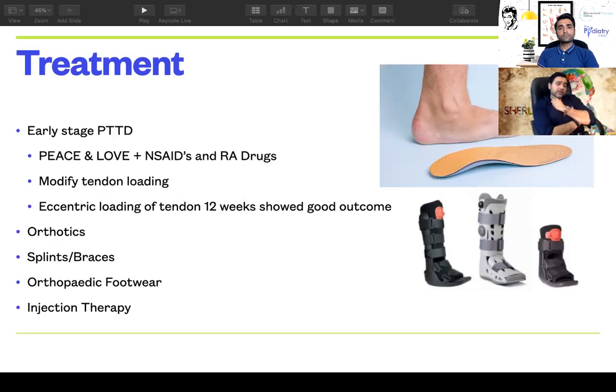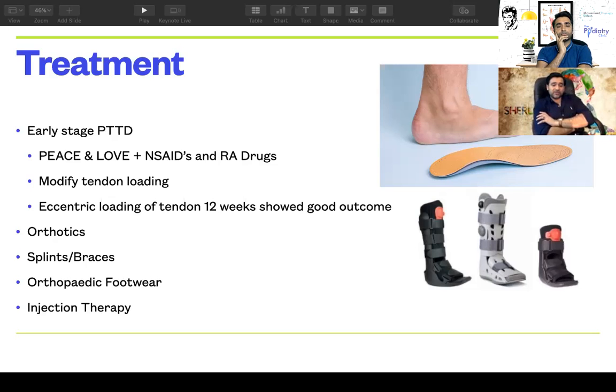And as I said, autologous blood injections, which is when I've just taken the blood from the arm and re-injected it straight back in, especially if it's at the insertion point at the navicular, work really well. I've done Traumeel for this as well, which is a herbal injection, and it's worked really well.